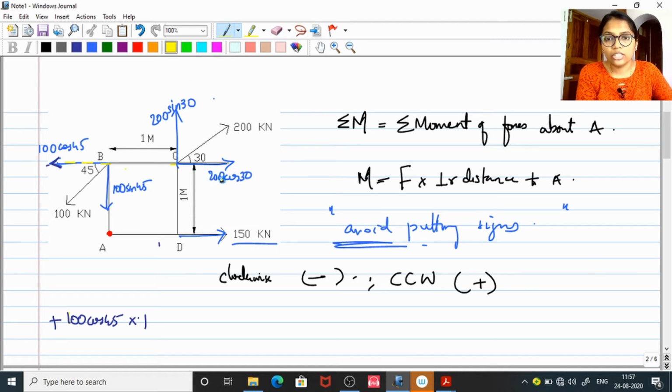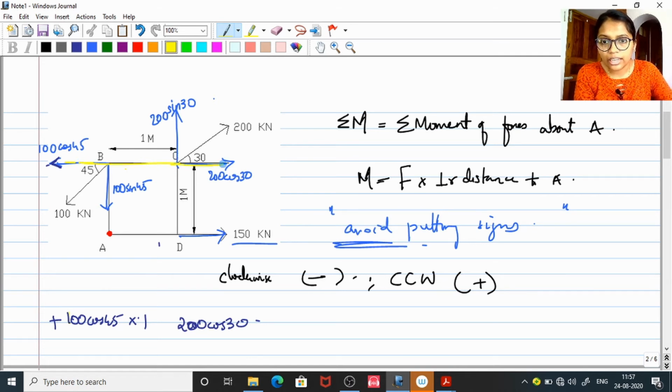Next is 200 cos 30. You are having 200 cos 30. And what about the distance of this 200 cos 30 with respect to A? Just extend this line of force.